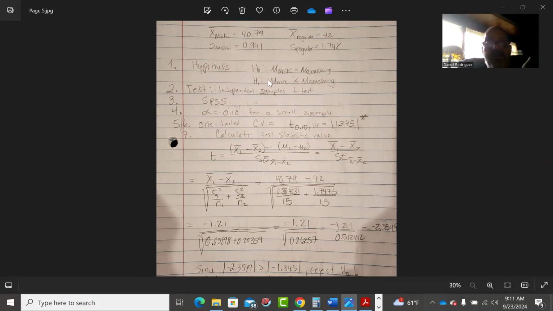All right, so we write down our hypotheses. The my ski group mean is equal to the mean for regular coaching, and then my alternative is that we're faster.